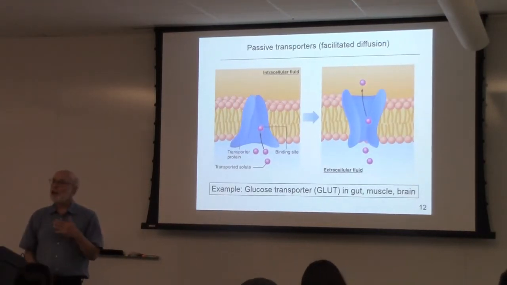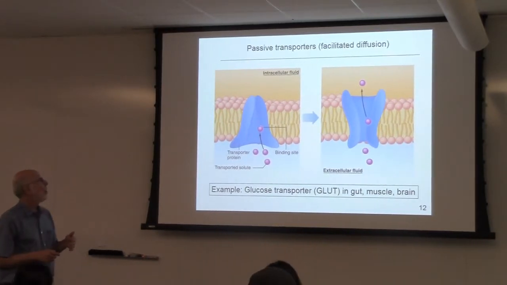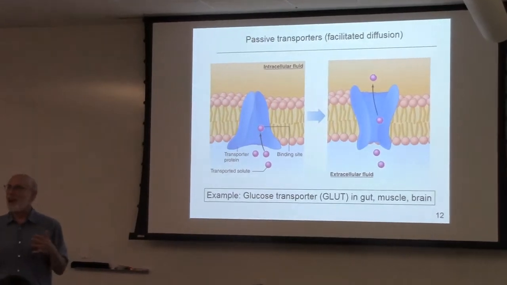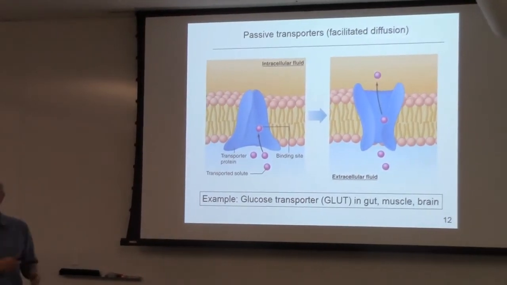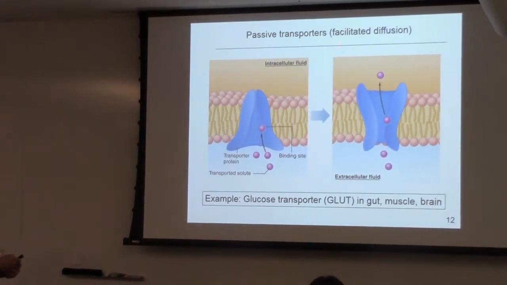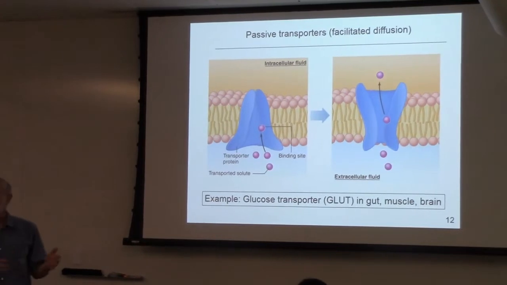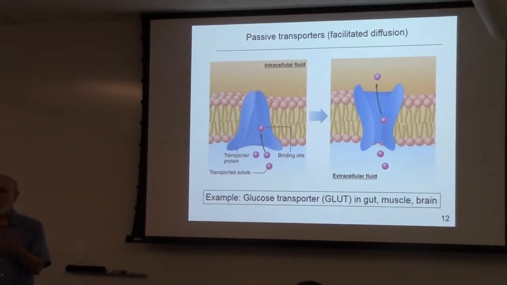Okay, the other type of passive transporters are called passive transporters. They're not channels. They're uniporters, I think is the word that I use in Cell Physiology. They catalyze facilitated diffusion. That's what they do.